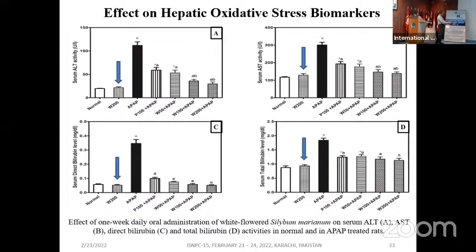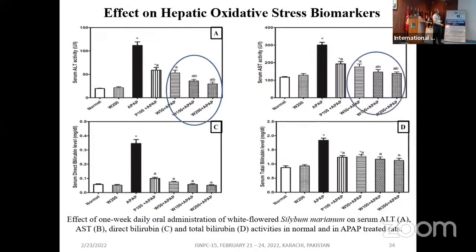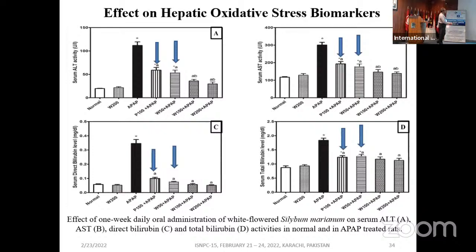And then after that, when the white flower extract was used in different doses, it produced a dose-dependent decrease in the oxidative stress biomarkers in the liver cell. Also, a very interesting point here, the dose which was active from the white flower extract was almost half of the dose of the standard silymarine which is used in the market.